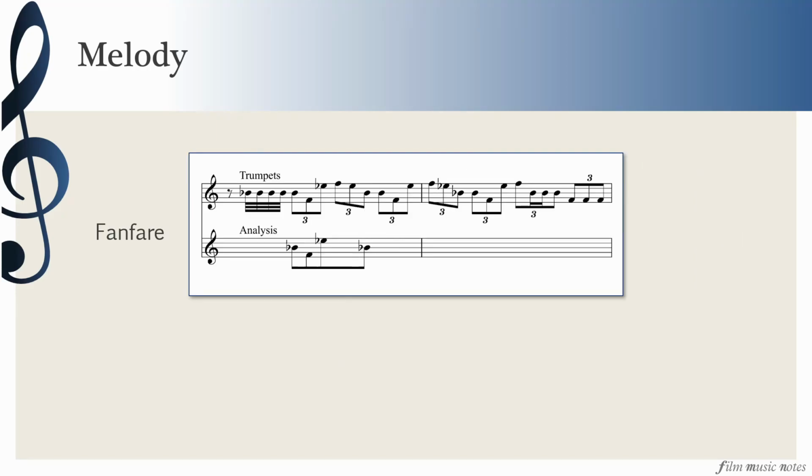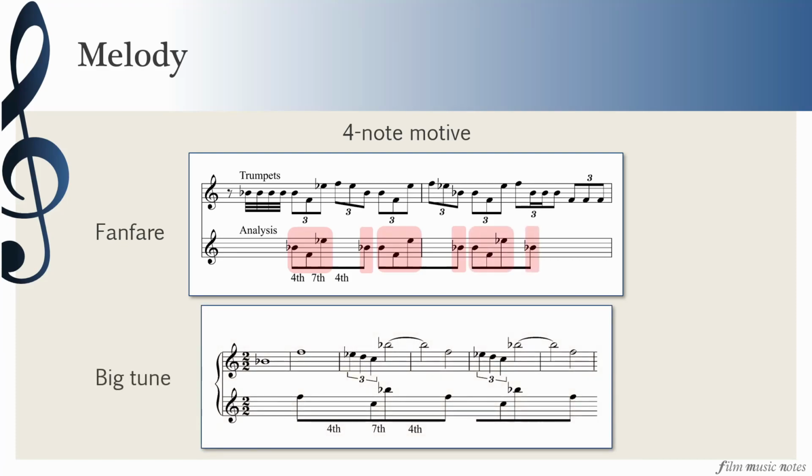But a closer look reveals that the fanfare contains a fourth, a seventh, and another fourth in a four-note motive that is repeated several times. The motive then becomes a part of the big tune, but transposed up to start on F, and has a second statement that omits the first note, so altogether sounds like this.